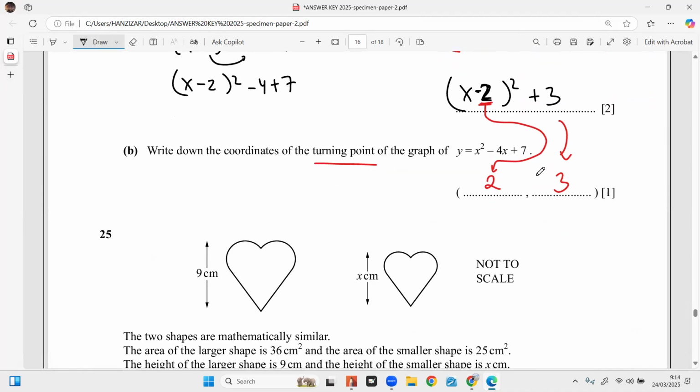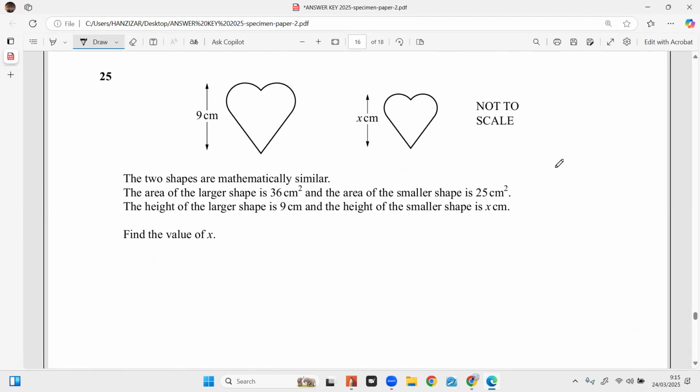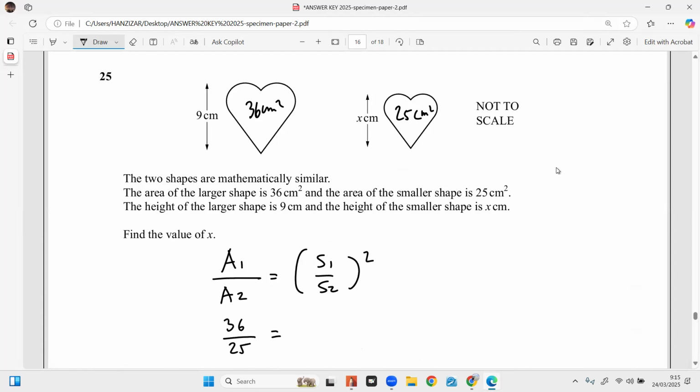Formula. The area of the larger shape is 36 centimeters square, while the area of the small shape is 25 centimeters square. Okay, guys, please focus. I'm running out of my voice. Use the area similarity rule. Area 36 over 25 equals 9 over x, bracket squared.